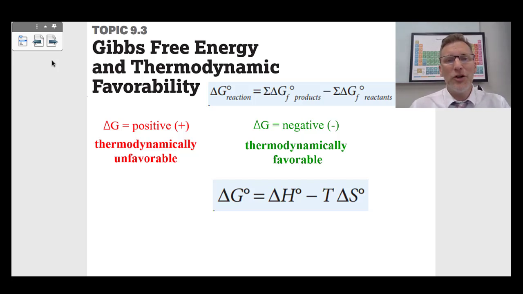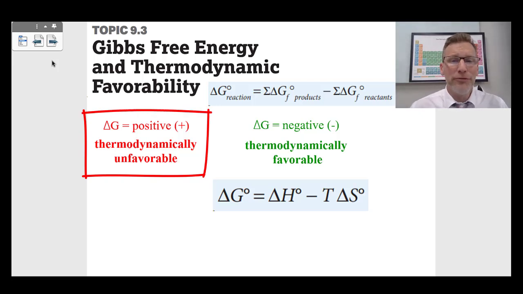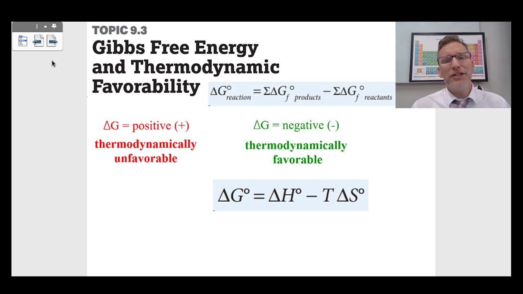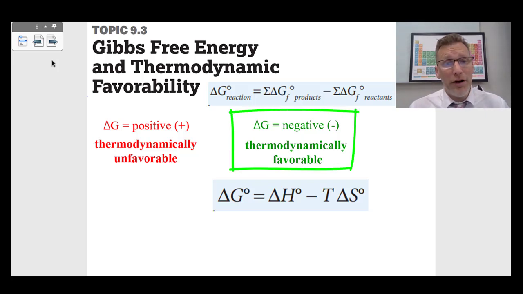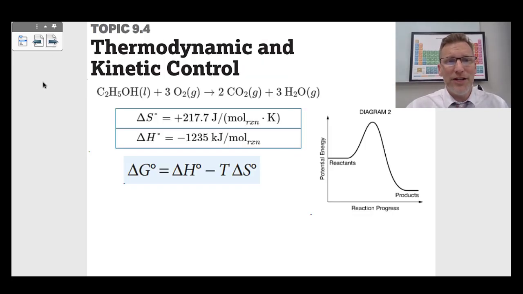You can use the equation delta G equals the sum of all your delta G's of your products minus the delta G's of your reactants, just like you did with entropy, just like you did with enthalpy. And it's also using the equation delta G equals delta H, the enthalpy, minus T delta S, the entropy. And so your thermodynamic favorability, if the delta G is positive, it's thermodynamically unfavorable. The reaction's not going to happen unless you provide it with energy. If the delta G is negative, the reaction's going to work. It's going to be a thermodynamically favorable reaction as long as you provide enough activation energy.